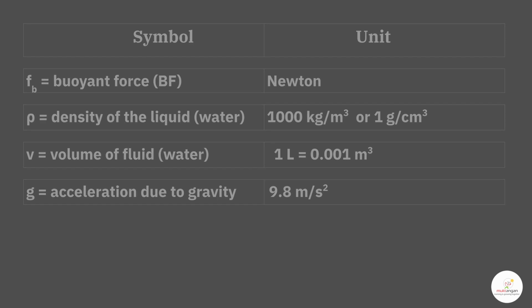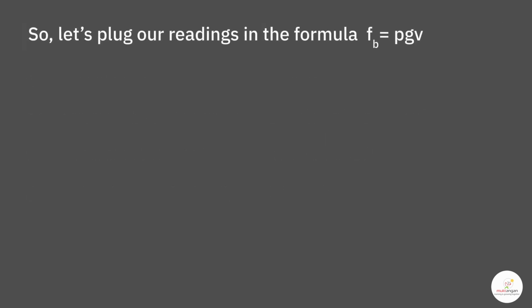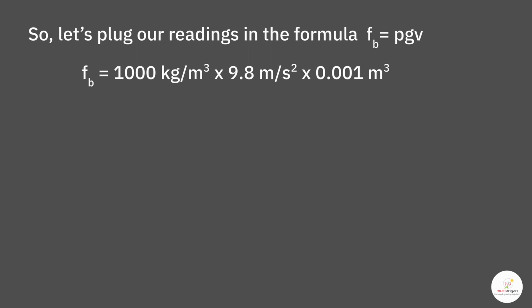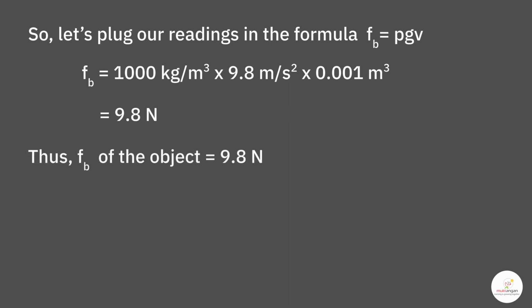So let's plug in all the readings that we recorded from our activity in the formula given. And what was the formula again? FB is equal to rho gV. So FB is 1000 kilogram per meter cube times 9.8 meter per second square, which is the acceleration due to gravity, times 0.001 meter cube, that's volume. And if you multiply all these numbers, you will come up with 9.8 N, that is 9.8 Newton. This, in our case, is the buoyant force of our object, that is 9.8 N.